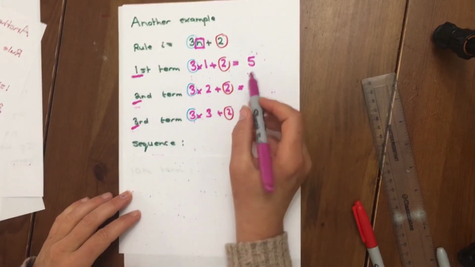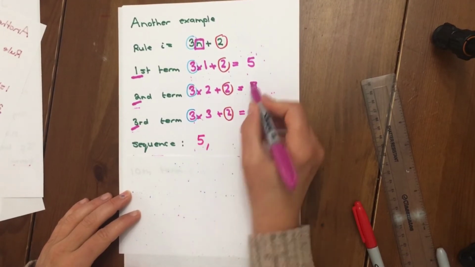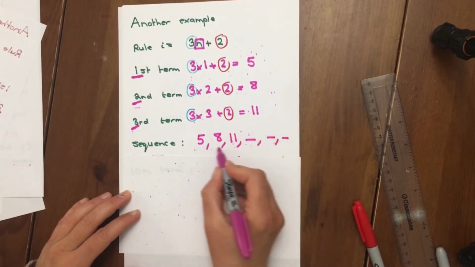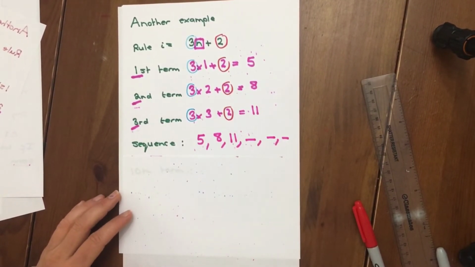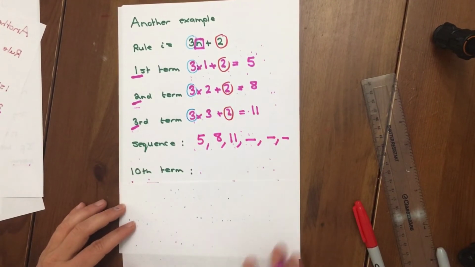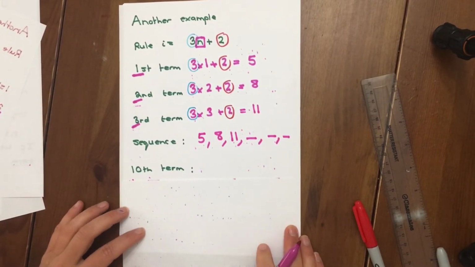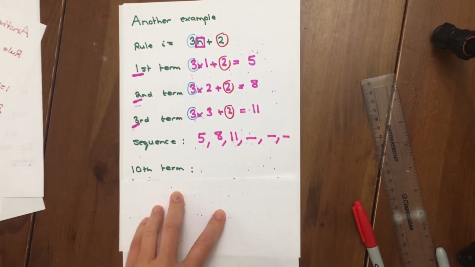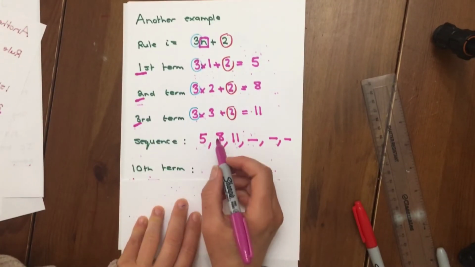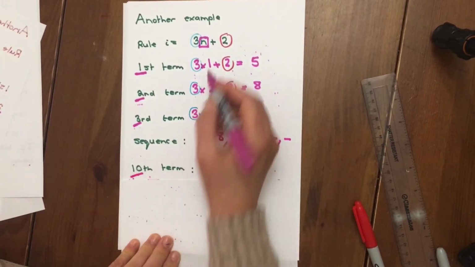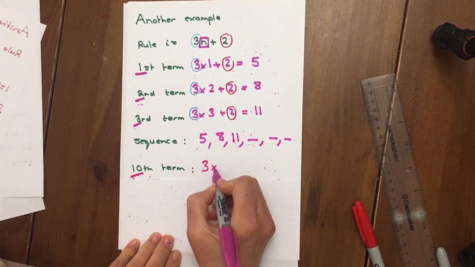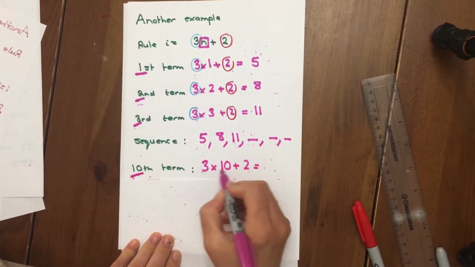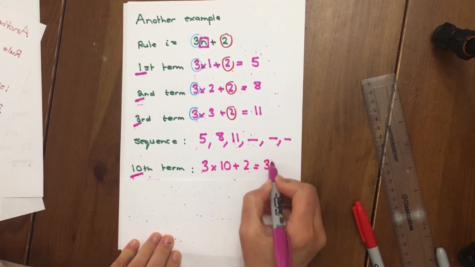So the sequence so far goes 5, 8, 11, and then it carries on, and you can probably see it's going up in 3's. But what happens if I wanted a quick way to find my 10th term? I'm just checking that you can all see this okay. Yeah, that looks fine. Right, the 10th term. So, n is 10. So I've got 3 times 10, add 2. So 3 times 10, 30, add 2, 32.